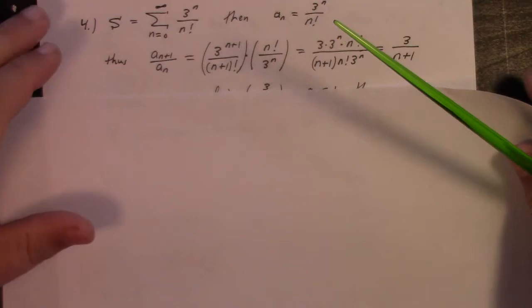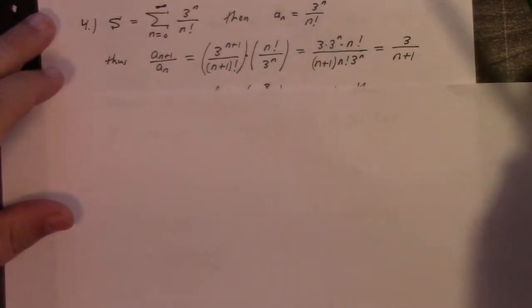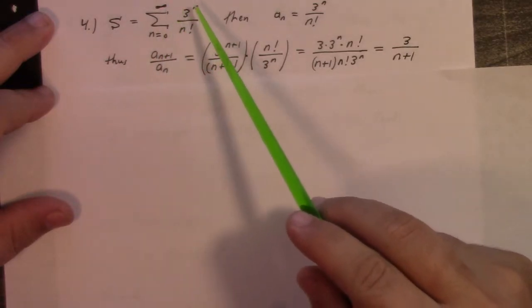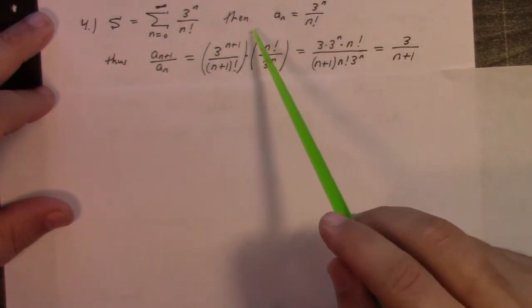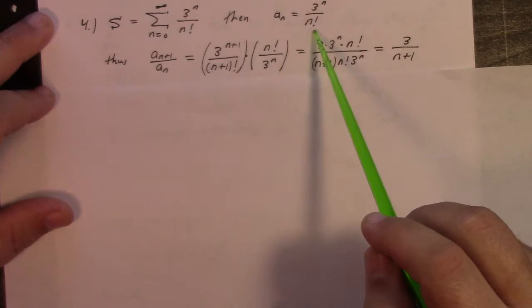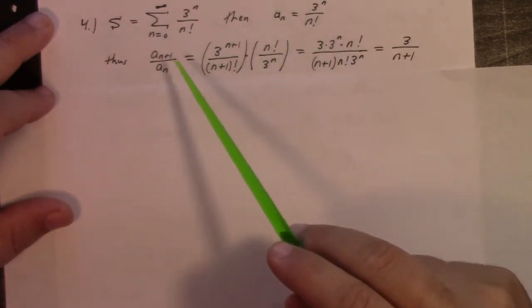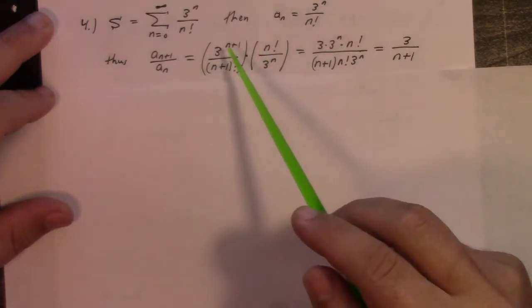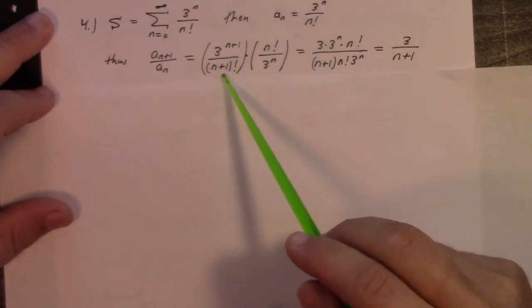I mean, I suppose it's good pedagogy, but there you go. So sum n equals 0 to infinity of 3 to the n over n factorial. Our nth term is 3 to the n over n factorial. If we take the quotient of a sub n plus 1 over a sub n, then we've got 3 to the n plus 1 over n plus 1 factorial.